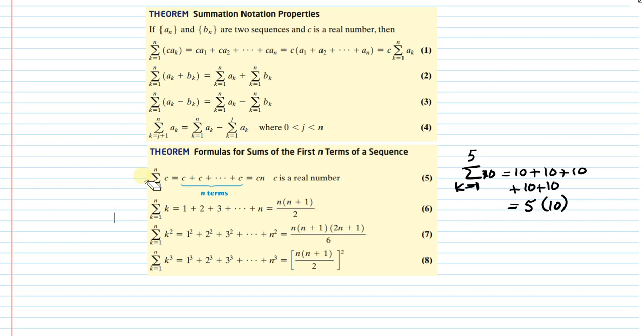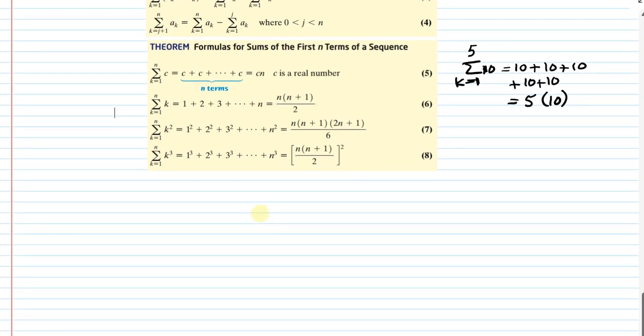Formula number 6, this one says that the sigma of k, which means 1 plus 2 plus 3 plus all the way up to n, is equal to n times n plus 1 over 2. Now there are different ways you can prove this one. There's a geometric way you can show all three of these, numbers 6, 7, 8. But for instance, if I want to prove this one, a simple proof is this.